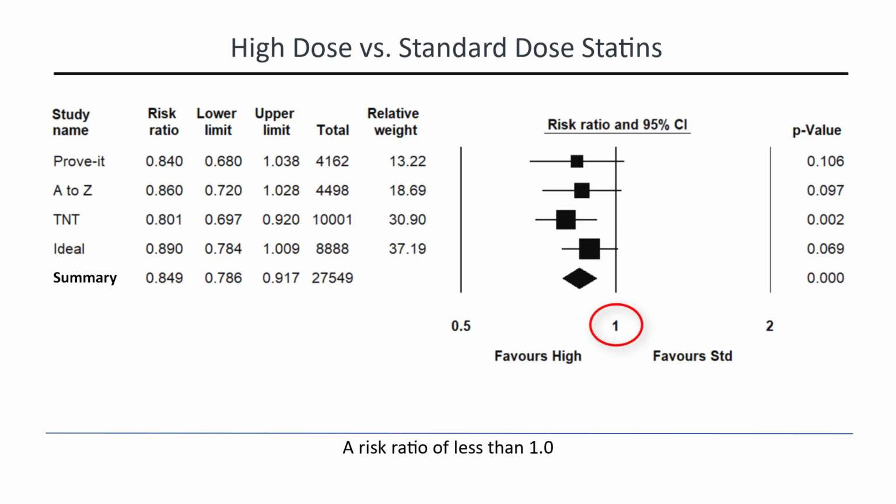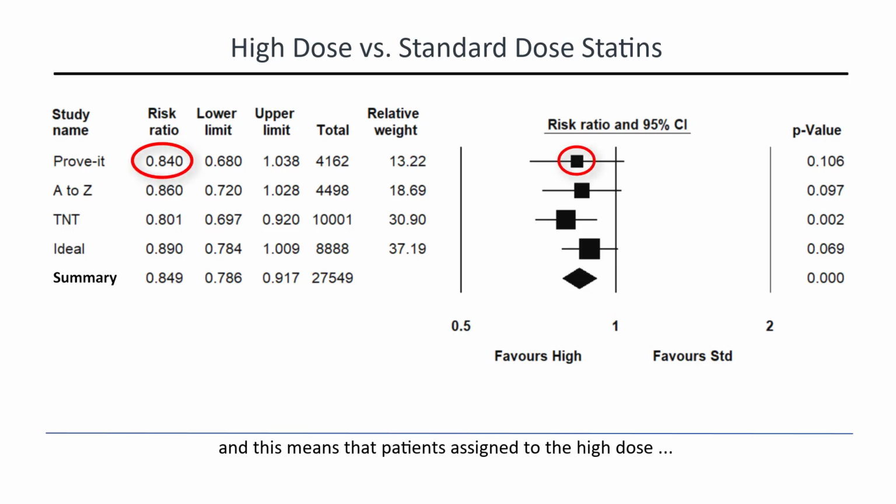A risk ratio of less than 1 means that the risk is lower in the high-dose group, and a risk ratio greater than 1 means that the risk is higher in the high-dose group. In the present example, the risk ratio was 0.84, and this means that patients assigned to the high dose were only 84% as likely to have a cardiovascular event as compared with those in the standard dose.